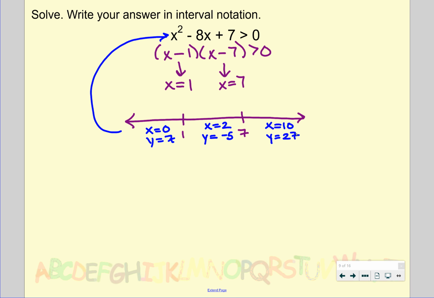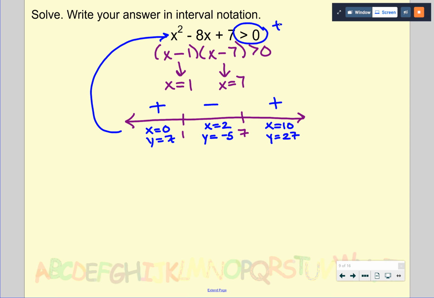So in that first interval, we got out a positive number. In the middle interval, we got out a negative number. And the third interval, we got a positive. So now we're looking for, are the positives or the negatives our answer? And to figure that out, you look at the original inequality sign. In this case, my polynomial is greater than 0, which means we are looking for answers that are going to give me a positive number, greater than 0. So anything that is positive is a solution, here and here.